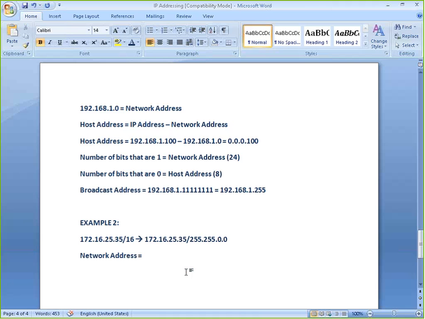According to this example, if I AND the IP address and the subnet mask, I'm going to get 172.16 because the first 2 octets of the subnet mask are 255, so I get the same value. But the last 2 octets in the subnet mask are 0, which means the resultant value is going to be 0.0. Do you understand this network address now? Any questions with regards to this one?